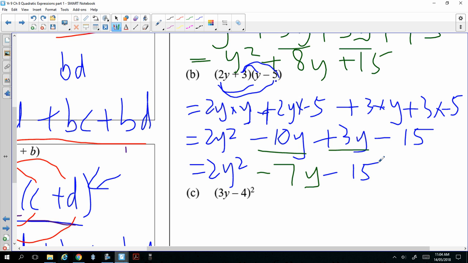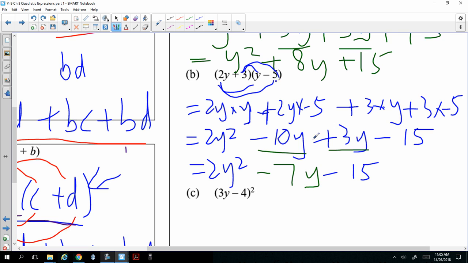Alright, stop there for a minute, so people can catch up. Alright, so it's pretty easy. And just remember where to place the negative. Just be careful, that can get a bit tricky. Why is it 10y? Because negative 10y, because 2 times negative 5 is negative 10. Okay, get it. Okay, good.